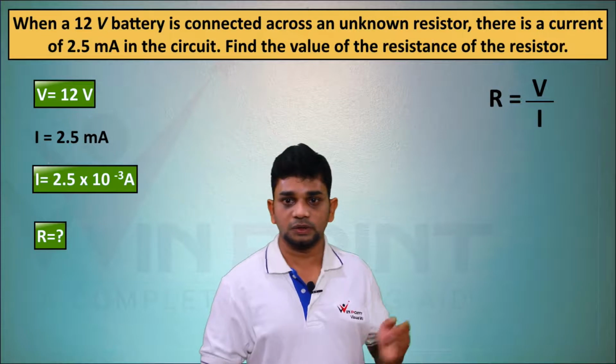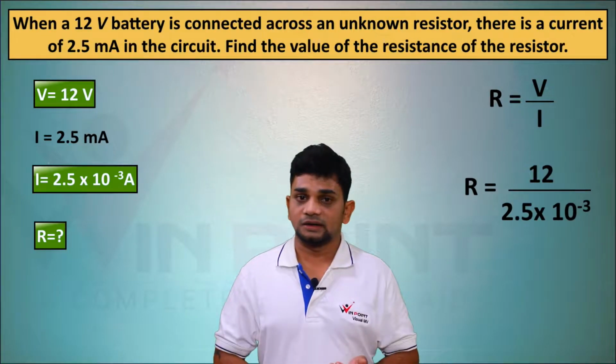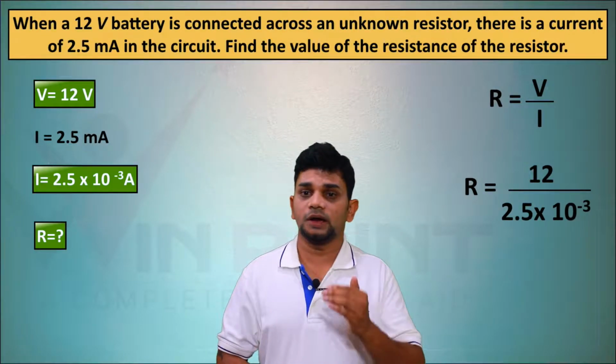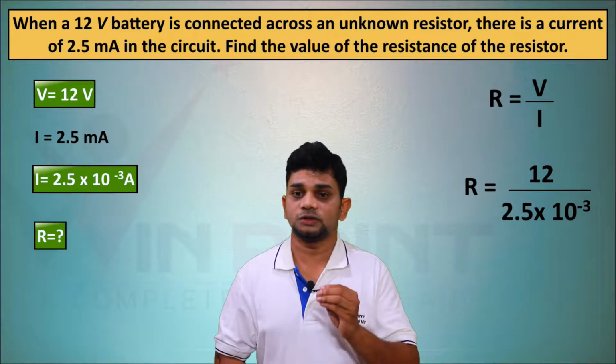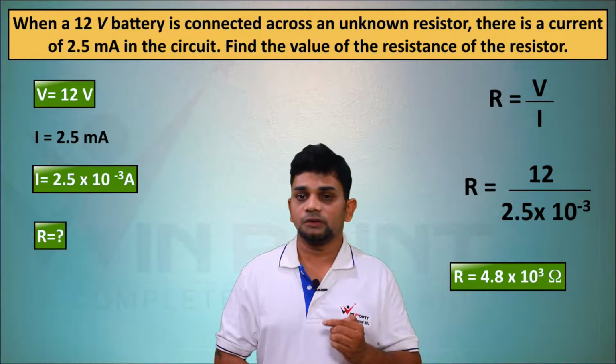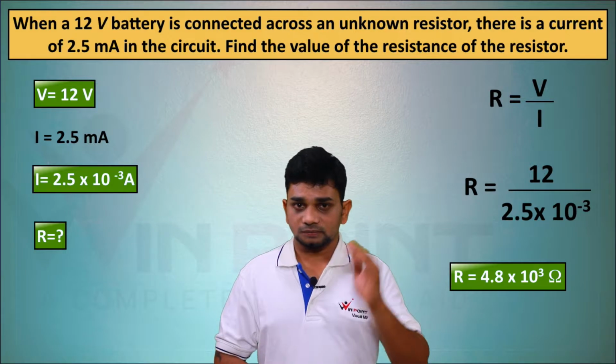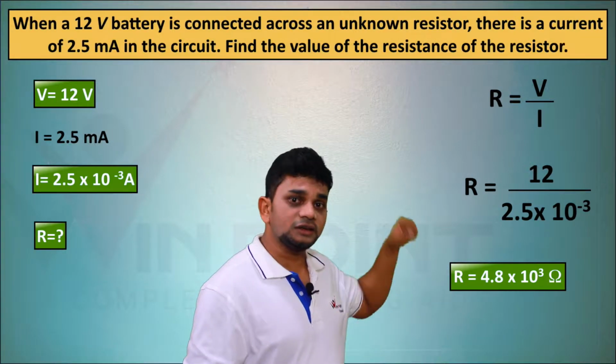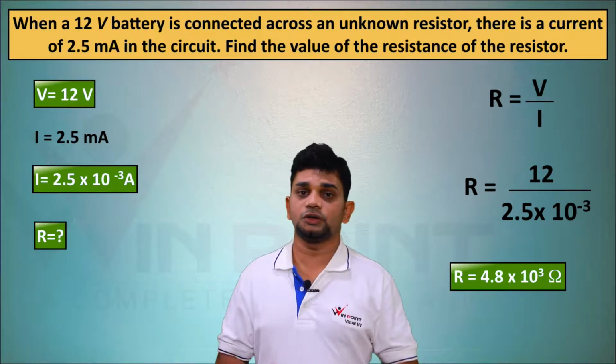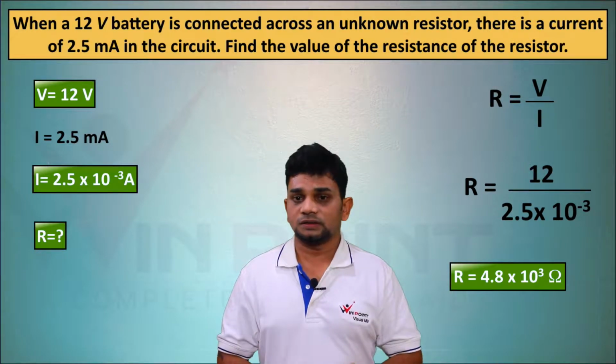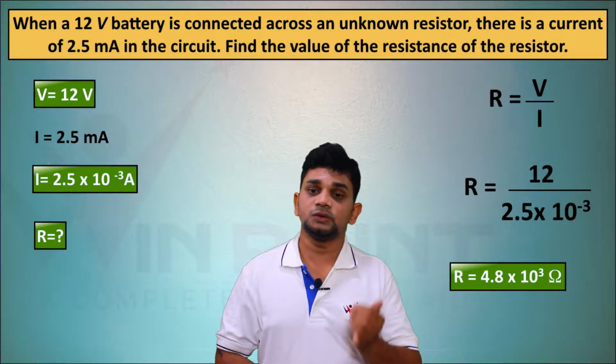According to Ohm's law, the equation is R equal to V by I. Then it will be R equal to 12 by 2.5 into 10 raised to minus 3. 12 by 2.5 is 4.8. That 10 raised to minus 3, we are taking it up to the numerator, it will be 10 cube. Then the resistance is 4.8 into 10 raised to 3 ohm.